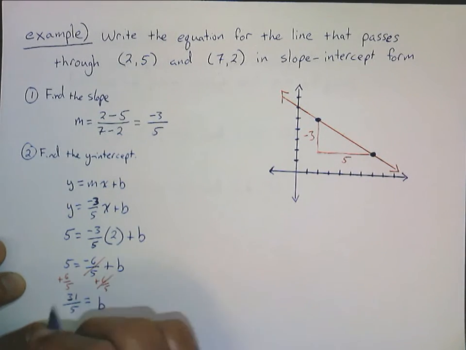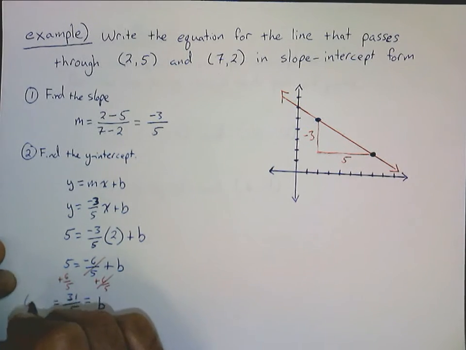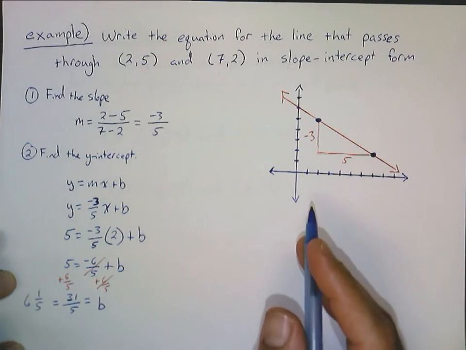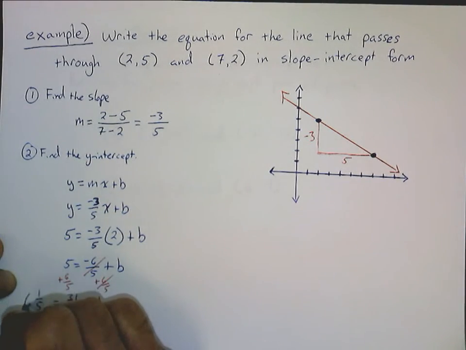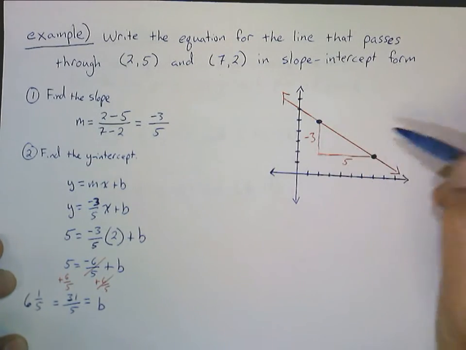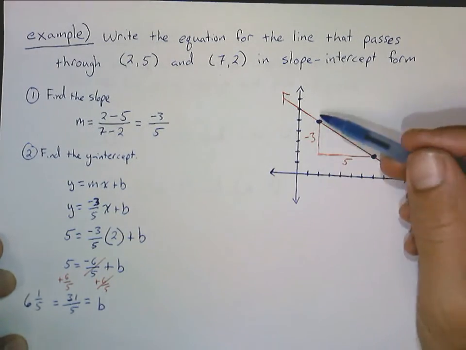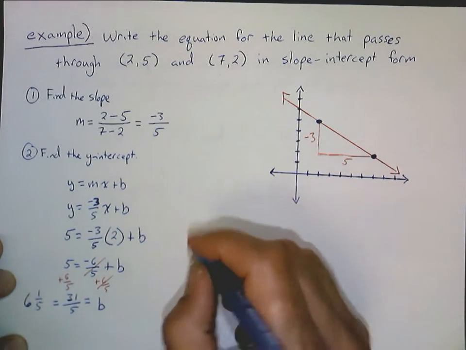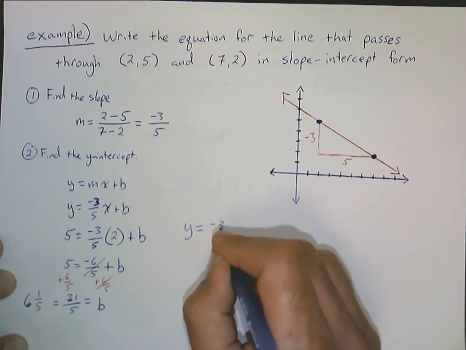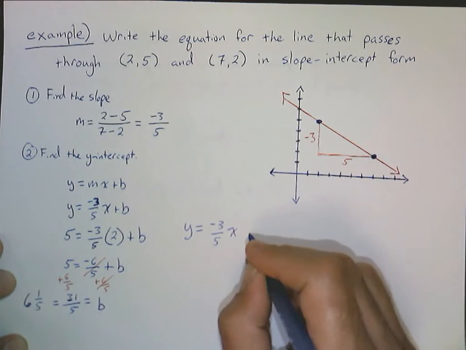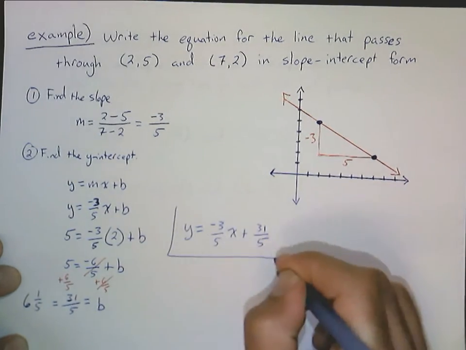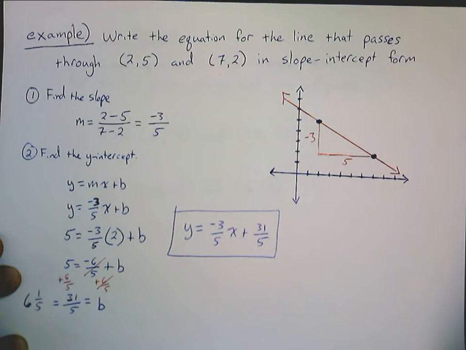31 fifths is 6 and 1 fifth in mixed numbers, which are okay when you're doing graphing type stuff because it's much easier to think about, oh, it's 6 and a fifth, as opposed to, oh wait, how much is 31 fifths? You get the idea there, right? So yes, that's b, and our equation is y is equal to negative 3 fifths x plus 31 fifths. And that is our equation in slope-intercept form.